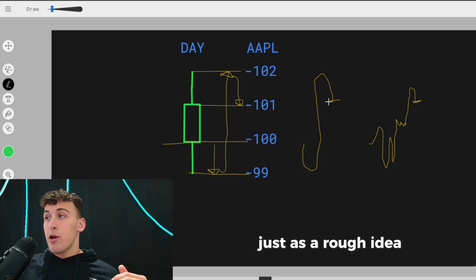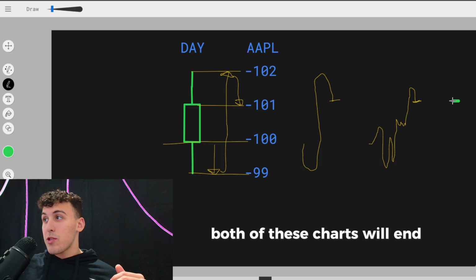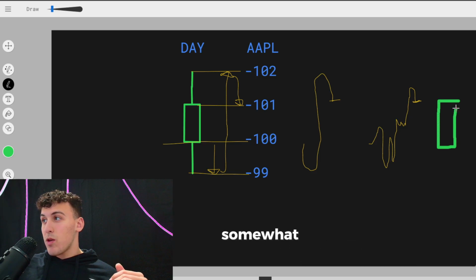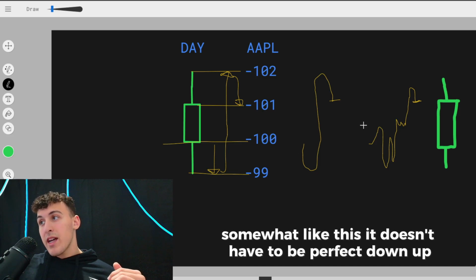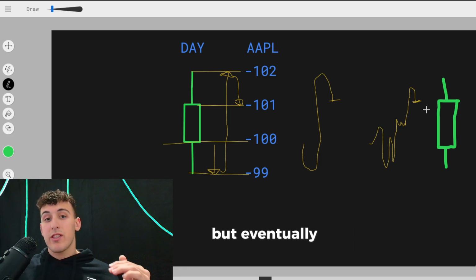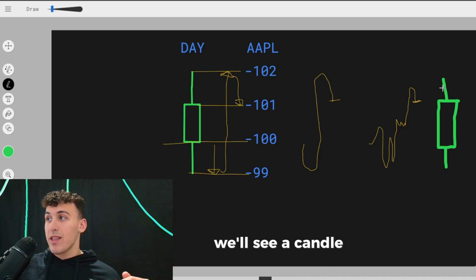Just as a rough idea, both of these charts will end up showing a daily candle somewhat like this. It doesn't have to be perfect down, up, down. It can be a bit messy, but eventually at the end of the day, we'll see a candle like this print.